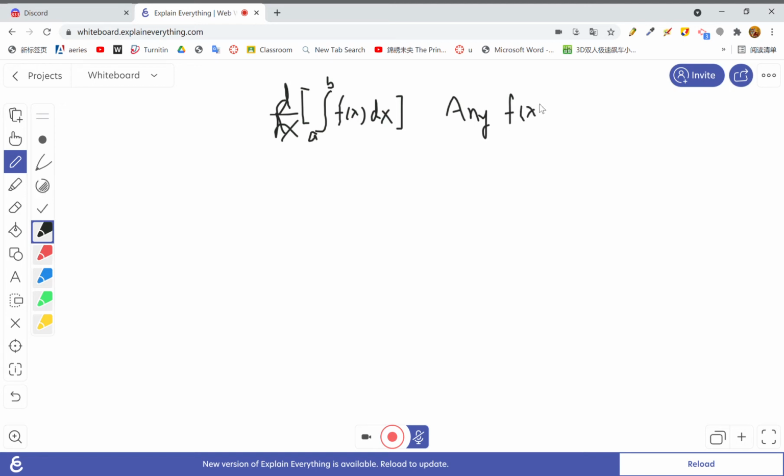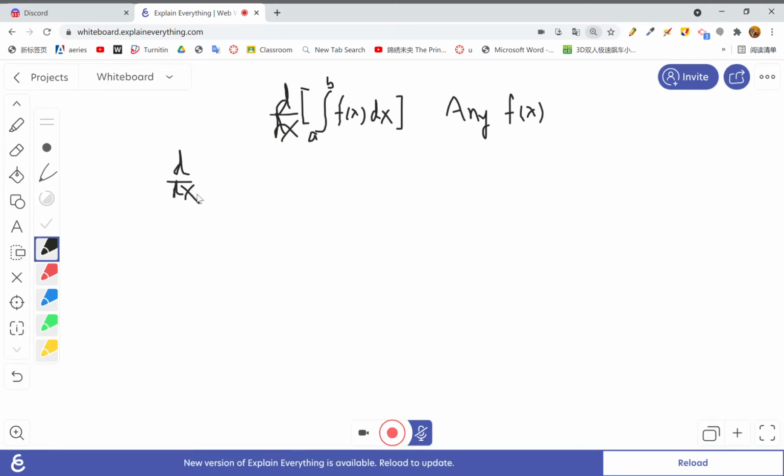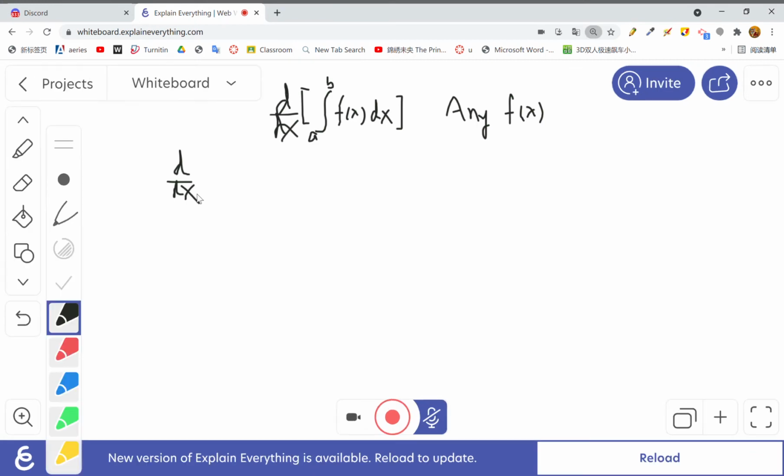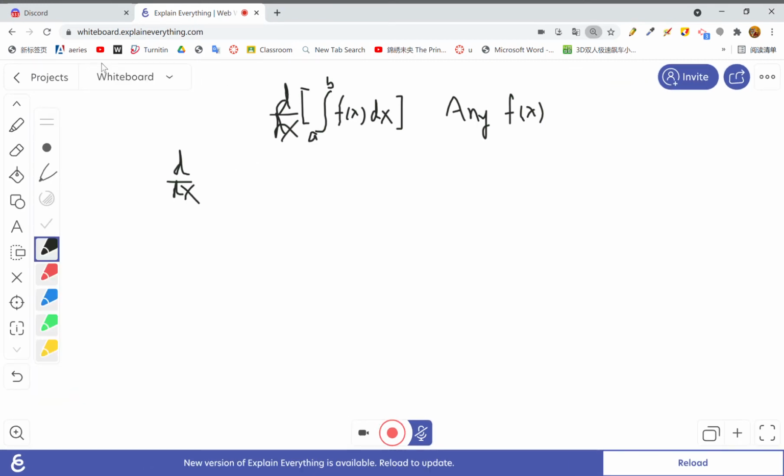So now, first, let's talk about what is d over dx. What is d over dx? Let me expand it a little bit. So d over dx is basically the derivative.